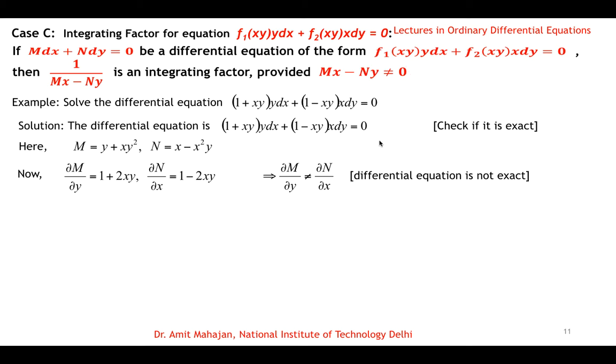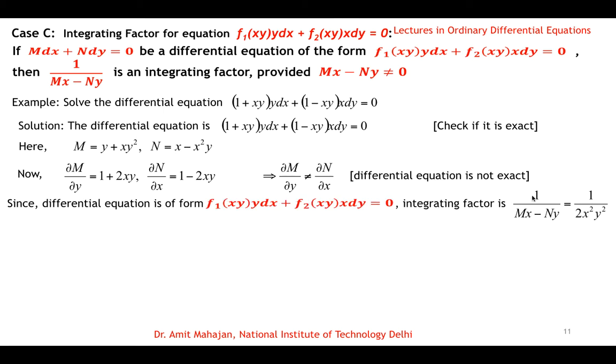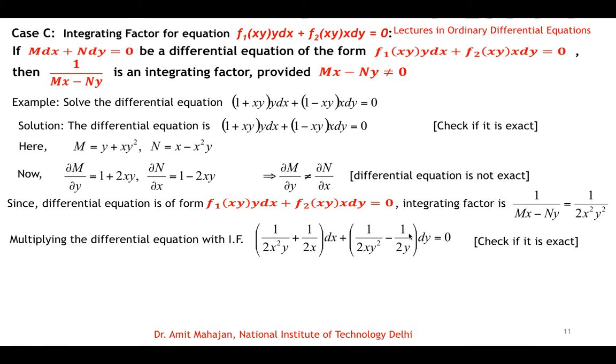So we can write that the integrating factor for this problem is 1 over (Mx minus Ny). So 1 over M is this times x minus N times y. So if we calculate that, then it is 1 by 2x square y square. So if I multiply the given differential equation with 1 by 2x square y square, then the differential equation can be written as this. Again we will check whether it is exact or not.